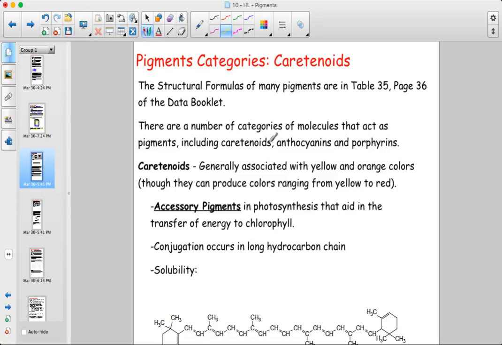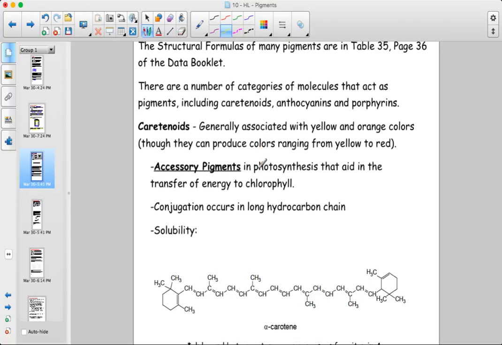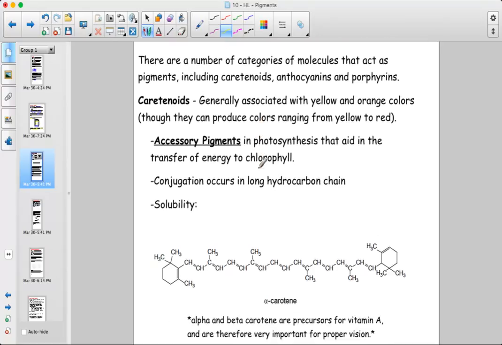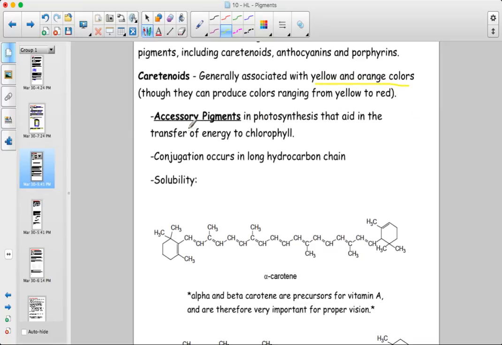The first category that we're going to look at for pigments are the carotenoids. If you've ever heard of beta carotene, that is a carotenoid. There are a couple of different carotenoids that are going to show up in the data booklet, both alpha and beta, and they're generally associated with yellow and orange colors, mainly in plants, but they can produce colors ranging from yellow to red. They're referred to as an accessory pigment in photosynthesis.